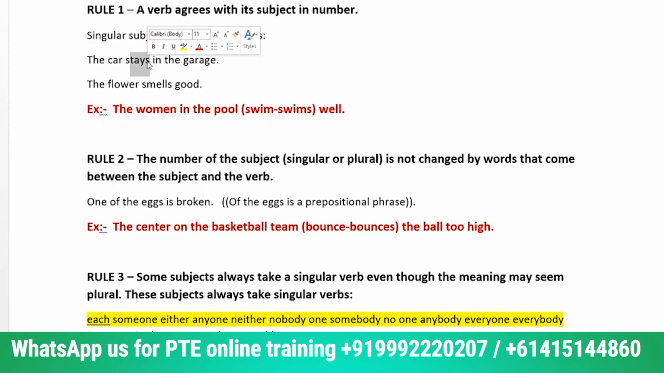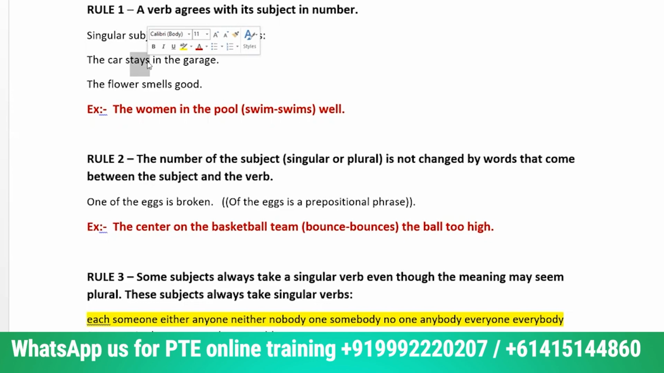Now let's come to the rule number 1. It's very simple. Subject should agree with verb. We call it subject verb agreement. If subject is singular, verb should be singular. If subject is plural, verb should be plural. यानी कि अगर subject मेरा singular है तो verb singular आएगी. Subject plural हुआ, verb plural, दोनों को एक दूसरे से agree करना है.